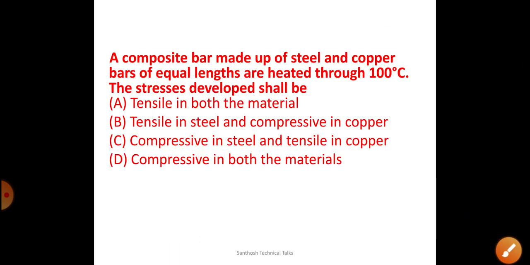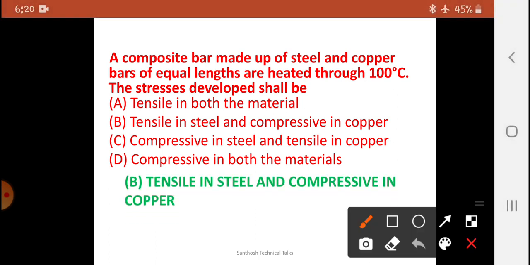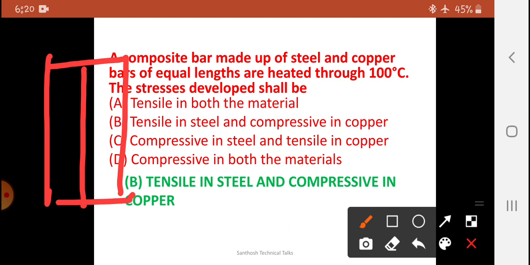And the next question, a very superb question. A composite bar made up of steel and copper bars having equal length is heated through 100 degrees Celsius. For the composite bar, there are no constraints given. Please take a note. So this is a composite bar. One side is made up of steel, one side is made up of copper, and it is subjected to a temperature.